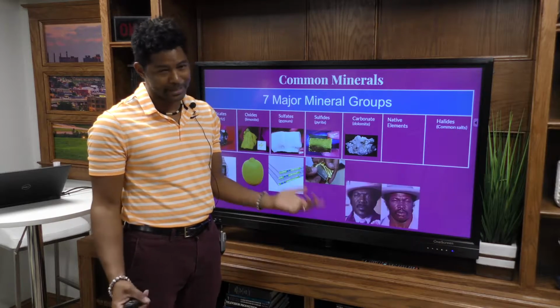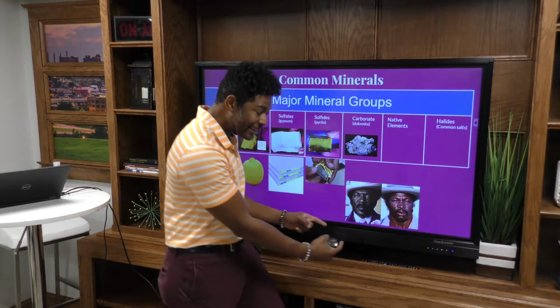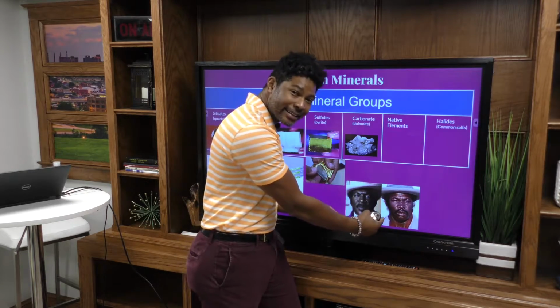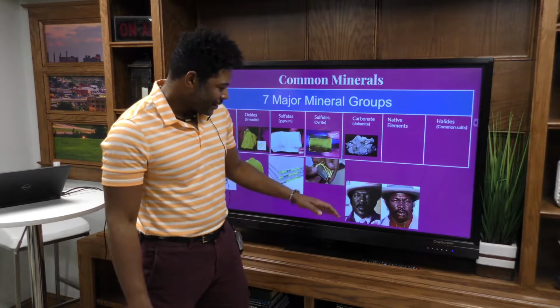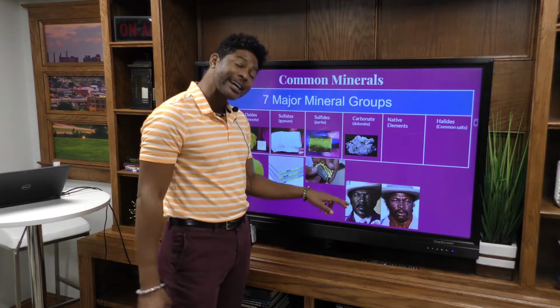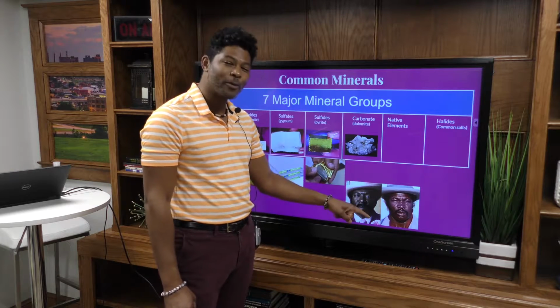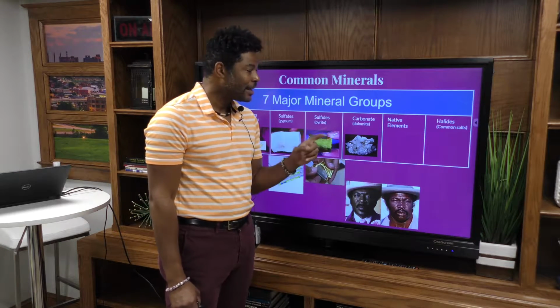Well, let me explain something. This is dolomite. This is dolomite. Here's the difference. This guy is Rudy Ray Moore. He was the original. This guy is Eddie Murphy playing this guy, Rudy Ray Moore, but no relation to this.